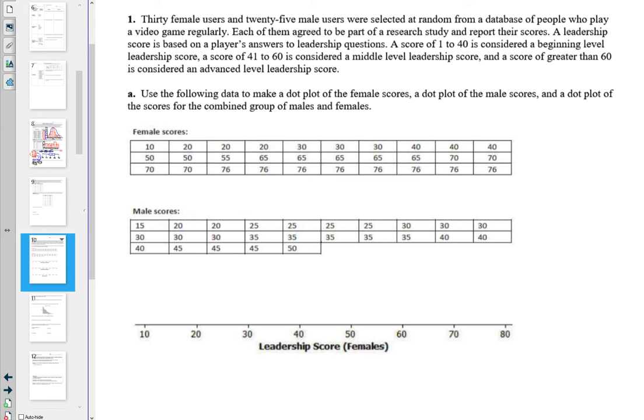A leadership score is based on a player's answers to leadership questions. A score of 1 to 40 is considered a beginning level leadership score, a score of 41 to 60 is considered middle level, and a score that's greater than 60 is considered advanced. Use the following data to make a dot plot of the female scores, a dot plot of the male scores, and a dot plot for the scores of the combined group of males and females. Okay? So we got to see the frequency. We got to see how many of each.